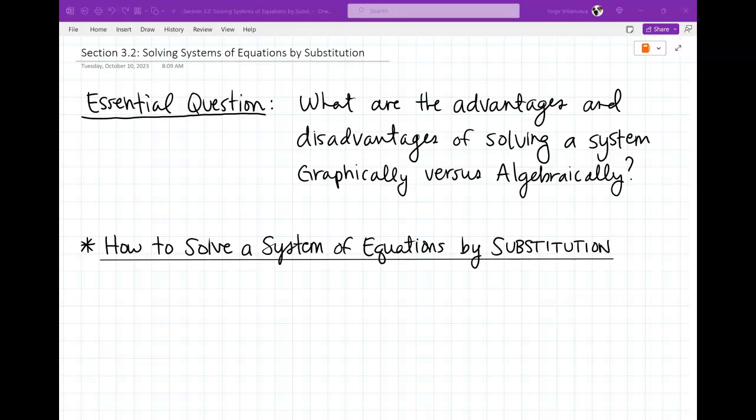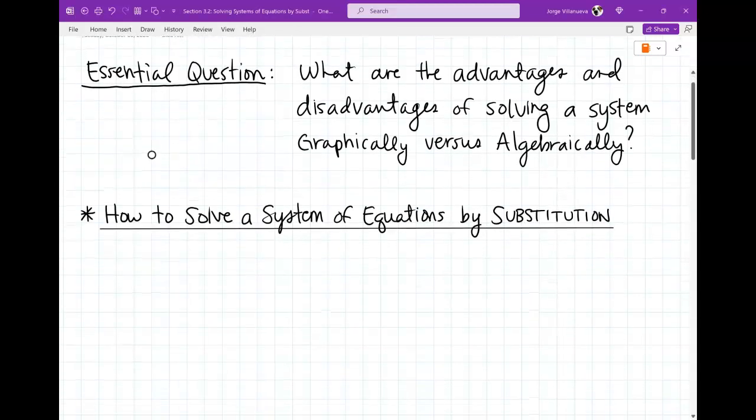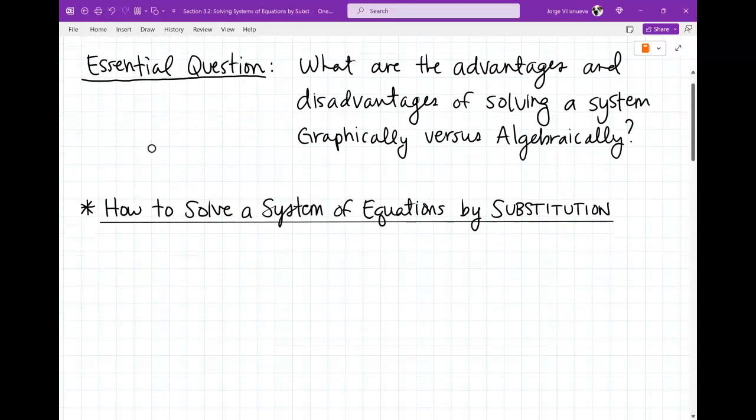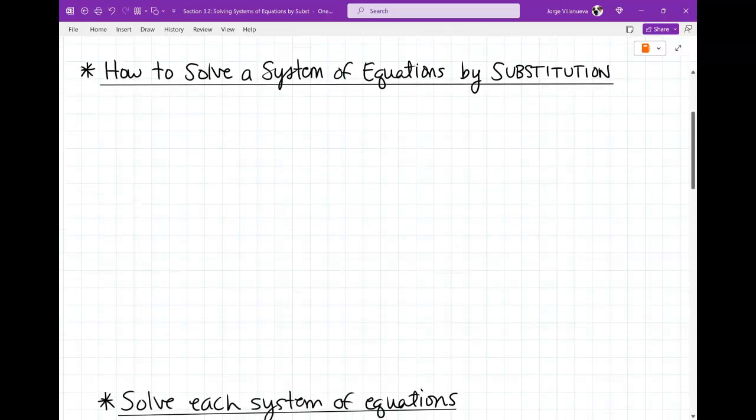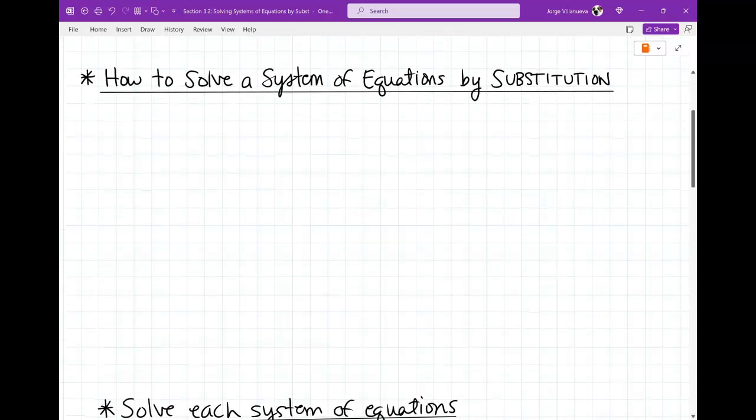All right, so section 3.2, solving systems of equations by substitution. Our essential question again: advantages and disadvantages of solving a system graphically, which we did yesterday, versus algebraically, which we're starting today, okay? And it's going to go for a couple days. So we already wrote that down. I gave you guys a little bit of time before we started recording, so let's move on to the how-to portion. How to solve a system of equations by substitution.